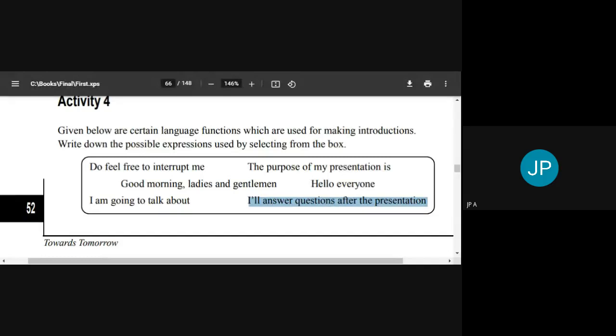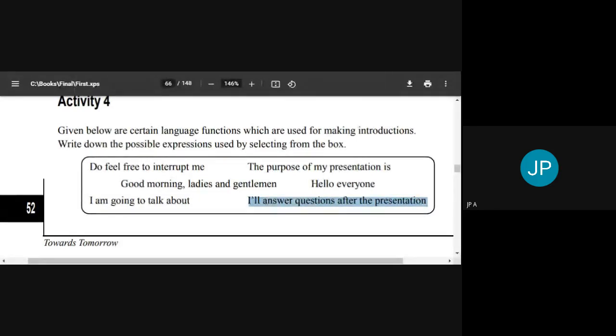So the introduction contains these three things. One is greeting. The second is the outline of the presentation, and third is regarding questions. These are the three aspects you will find in the introduction. These are the three things which we have to include in an introduction.